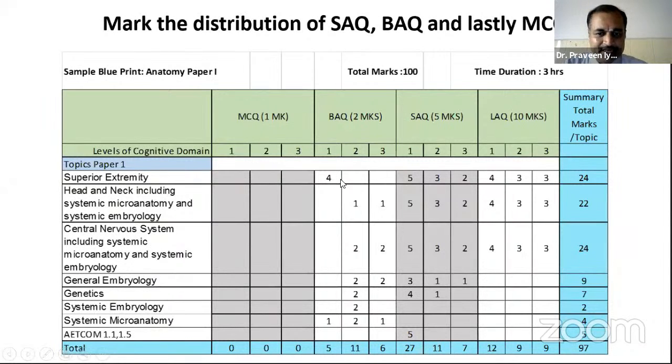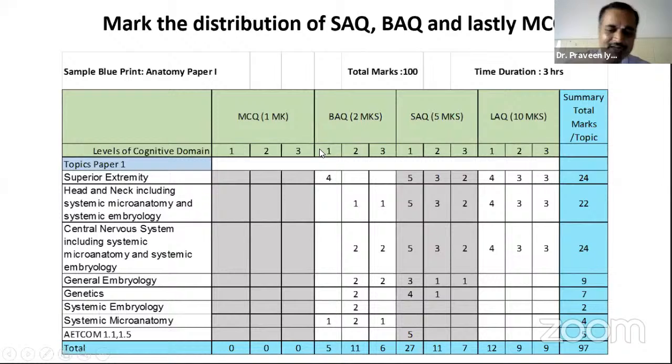Then coming to BAQs, we have allocated 2 questions from superior extremity, 1 question from head and neck, then 2 questions from the neuroanatomy, 2 questions from general embryology, 1 question from genetics, 1 from systemic embryology, and 2 questions from systemic microanatomy. That's how we have covered here. So here we have set 22 marks because one option is there, 2 into 11.